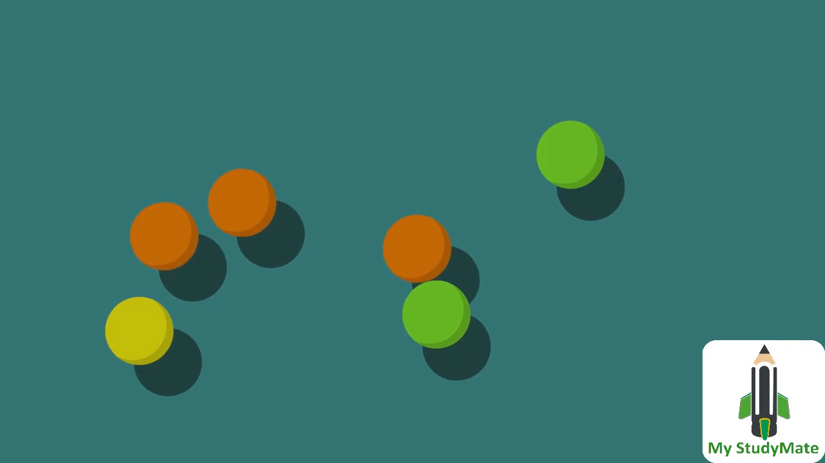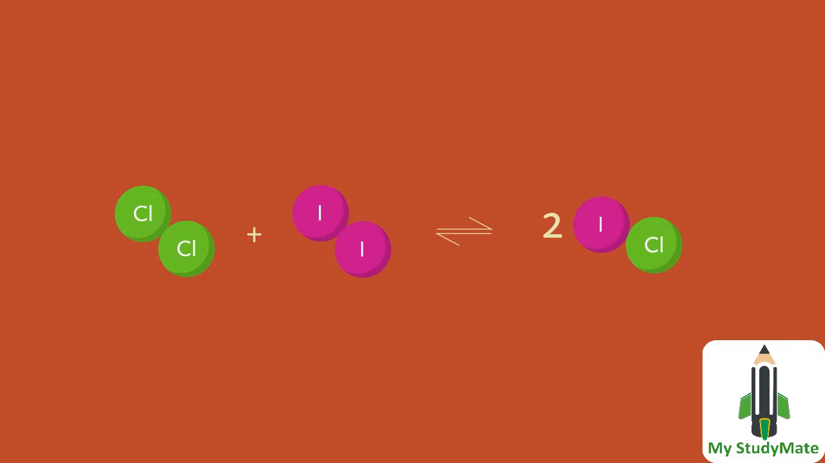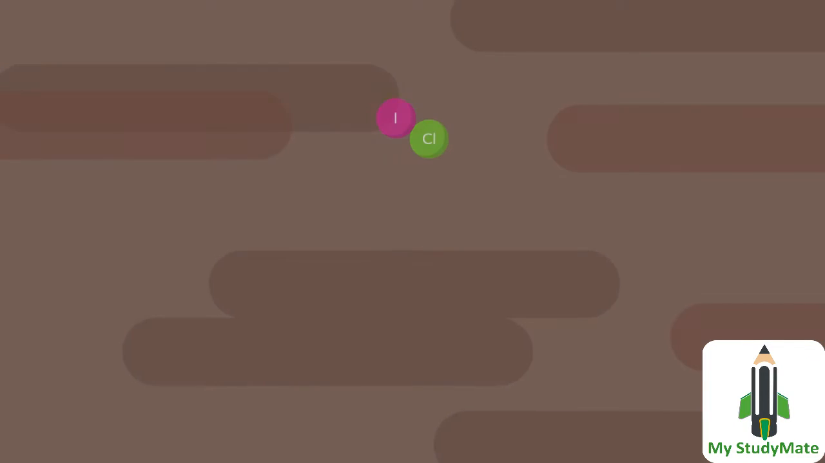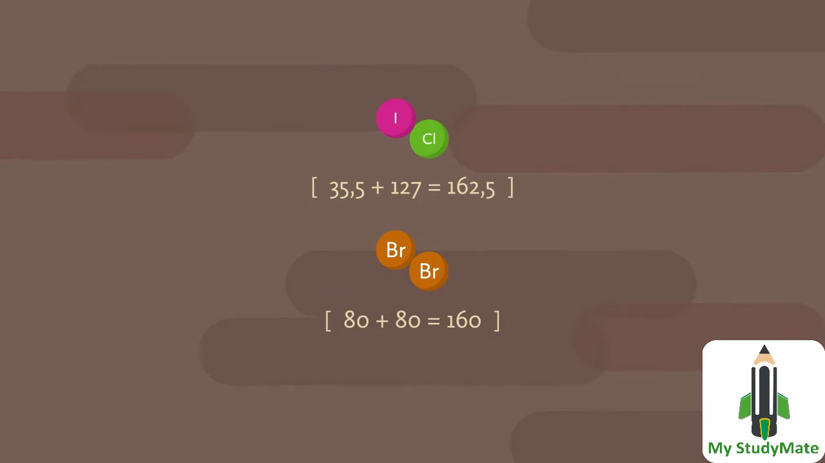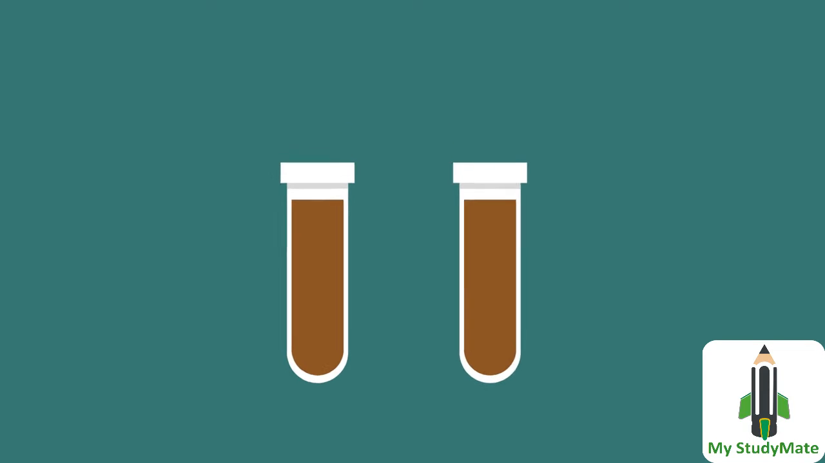Here's something you might not have considered before. Different halogens can react with each other. Chlorine and iodine can react together to form iodine monochloride. Here is the thing, though: iodine monochloride is a brown liquid and vapor which looks very similar to diatomic bromine. Not only that, their molar masses are almost identical. So how could we tell whether we have iodine monochloride or bromine in our test tube?